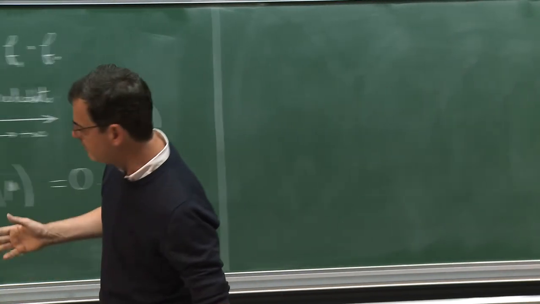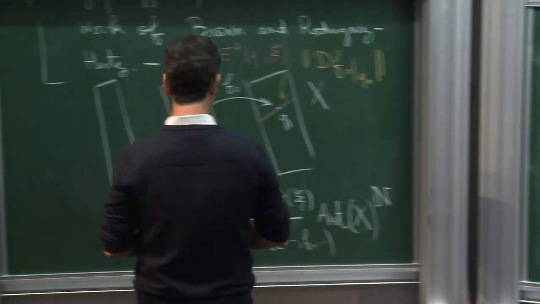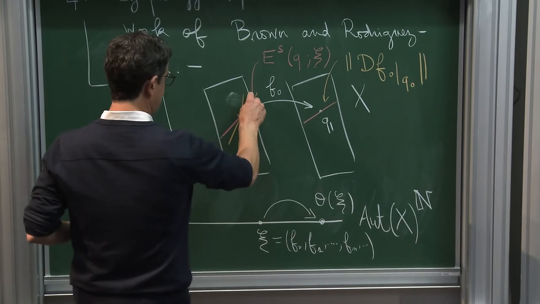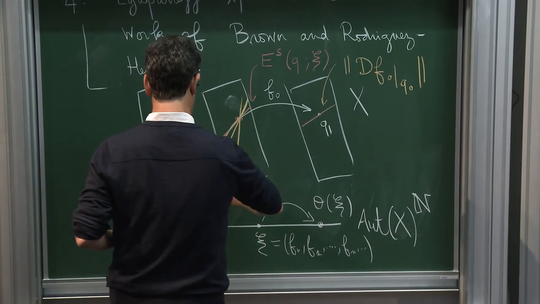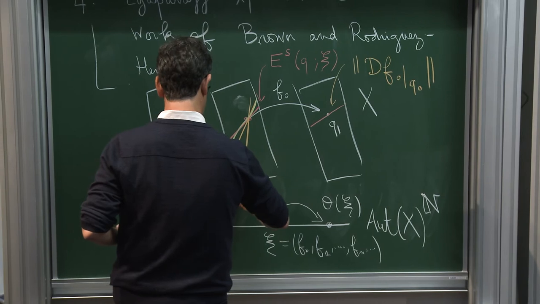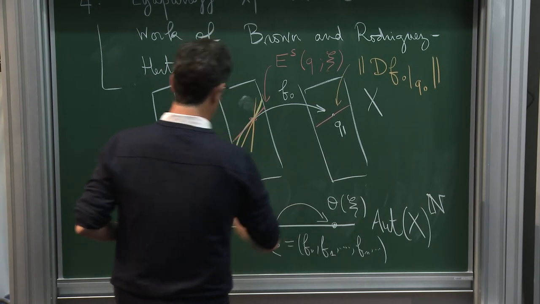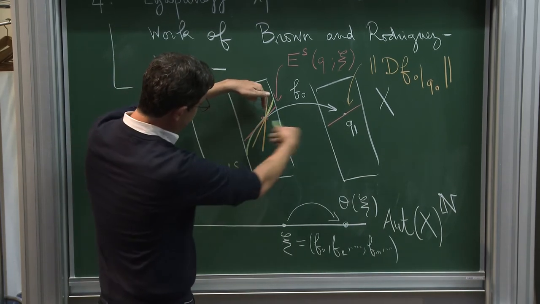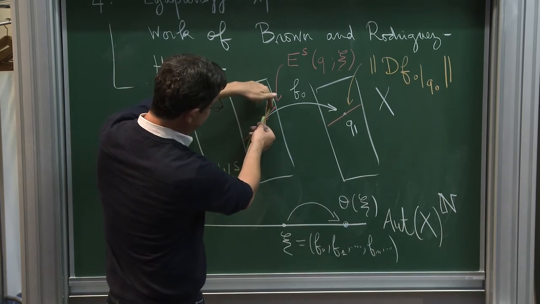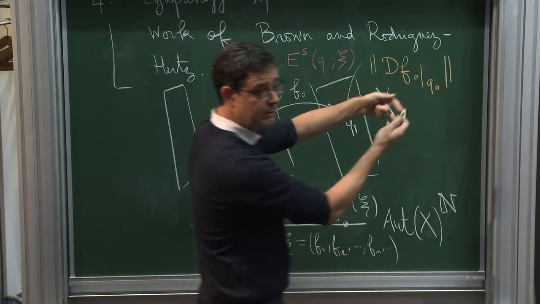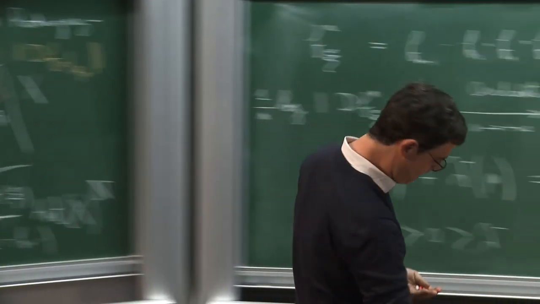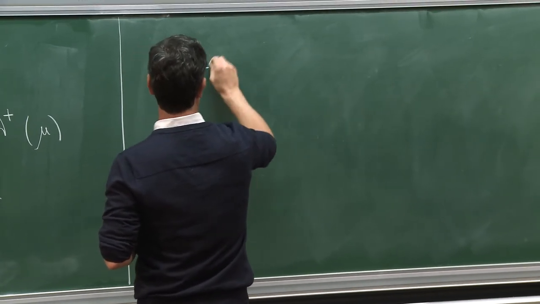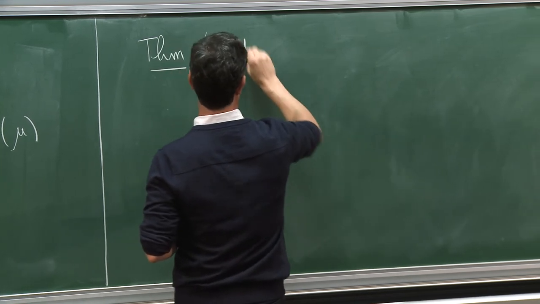So this is for the stable direction, and then you have the stable manifold. The stable manifold here is a curve in our surface. I denote it by W^S of Q and Xi. It depends also on Xi. If you look at the dynamics, when you take two points on the stable manifold, then asymptotically they become closer and closer.